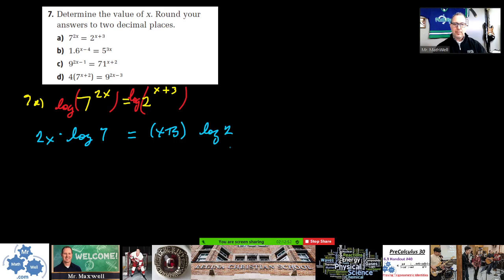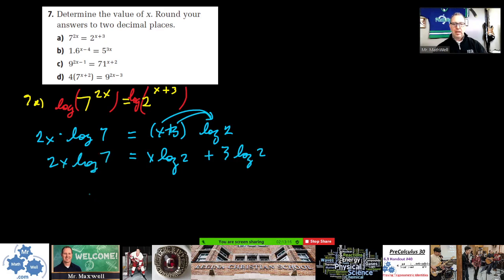The x plus 3 comes down in front. The 2x comes down in front as a regular old multiplier. So over here on the right I can see that I have to distribute. So this is going to be x log 2 plus 3 log 2 when I distribute this in. And so then here I've got 2x log 7.